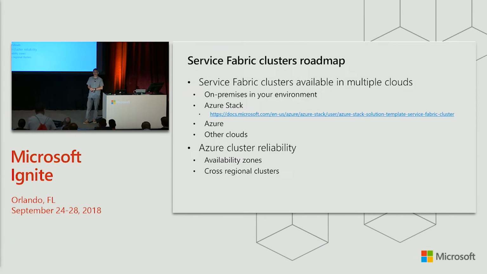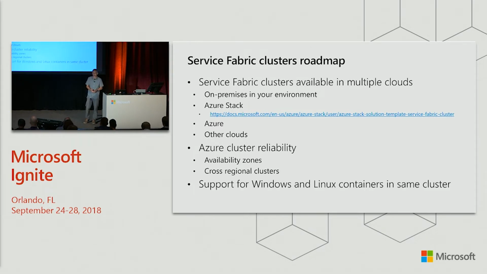Availability zones is sort of the most immediate one. By the time we get to the end of this year, we want to make sure that we have availability zones running across the clusters that you deploy inside Azure. If you're not familiar with availability zones, within some regions there are multiple data centers inside there, and an availability zone spans physical data centers in a region to give you high levels of availability.